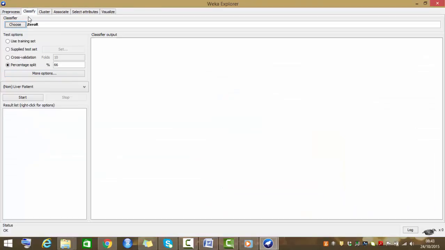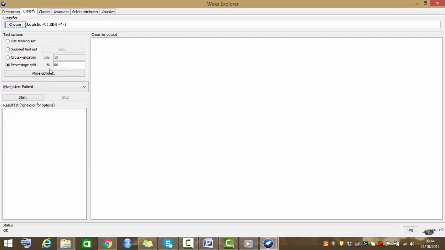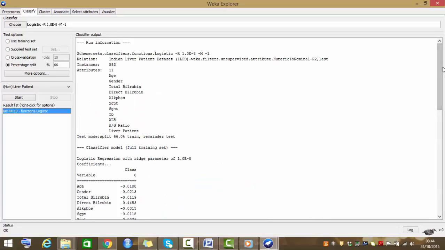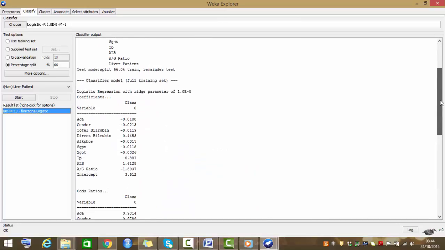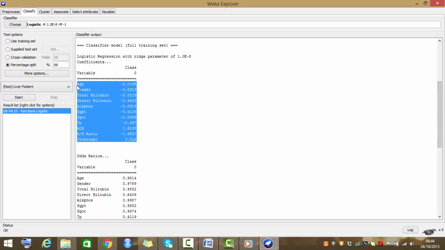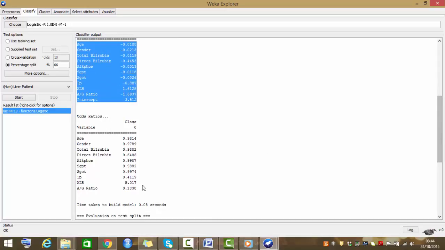So let us apply the logistic regression model on this dataset. I'm using the percentage split as 66, and the classifier is liver patient. So I'm running the model. From this output we can interpret the coefficients, the betas, of these variables in the logistic regression model, and the odds ratios.